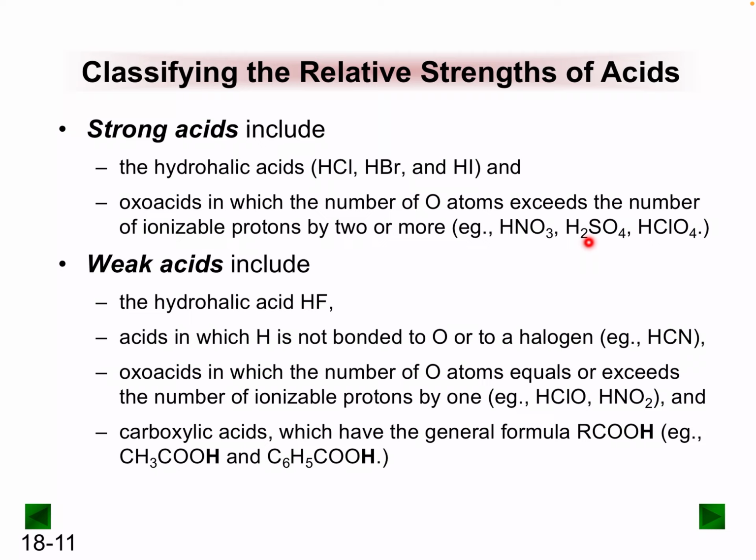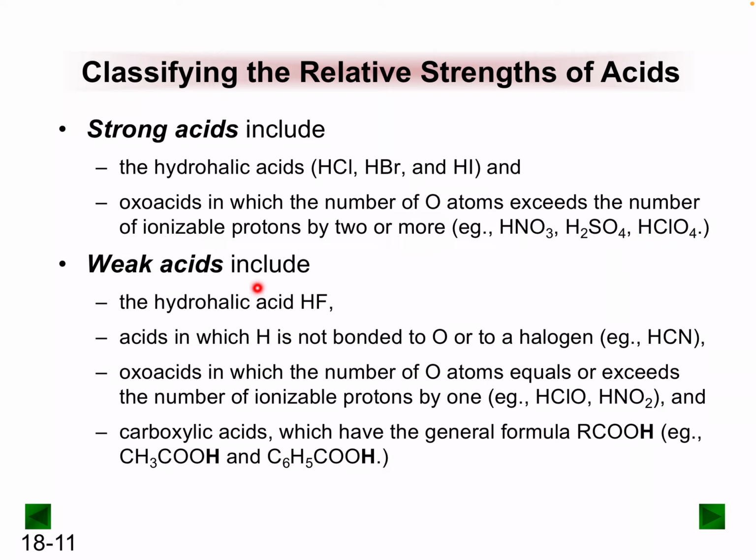And if you take H2SO4, sulfuric acid, sulfuric acid has 2 hydrogens and 4 oxygens. The number of oxygen atoms exceeds the number of ionizable protons by 2 or more, right? So that is also considered a strong acid, sulfuric acid, nitric acid. And here HClO4, again there are 4 oxygens compared to 1 hydrogen.